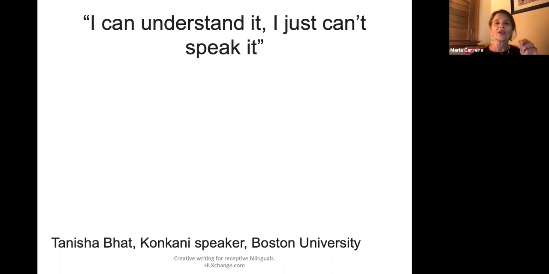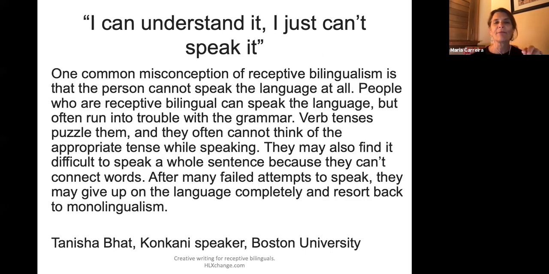But yet, she adds to that, saying, one common misconception of receptive bilingualism is that the person cannot speak the language at all. People who are receptive bilingual can speak the language, but often run into trouble with grammar. Verb tenses may puzzle them, and they often cannot think of the appropriate tense while speaking. They may also find it difficult to speak a whole sentence because they cannot connect words. After many failed attempts to speak, they may give up on the language completely and resort back to monolingualism.